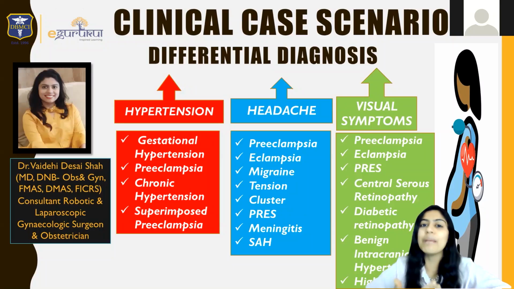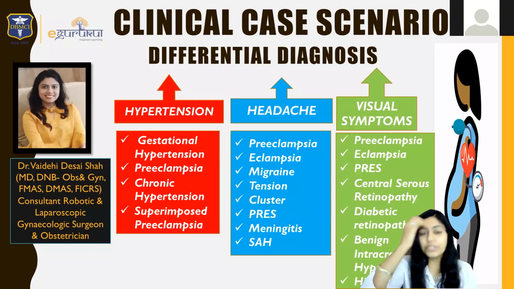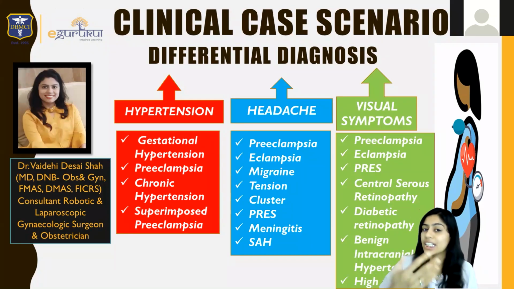Remember that whenever any hypertension presents after 20 weeks of gestation, and whenever it is not existing before pregnancy or in the first trimester, it is usually not chronic hypertension. We will come to the different diagnostic clues to this hypertension and its four main differentials in the later part of this lecture discussion.